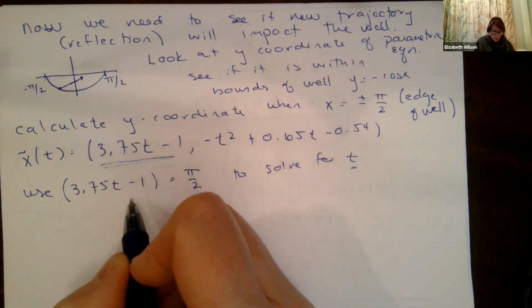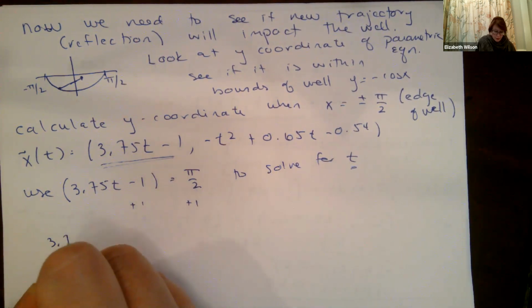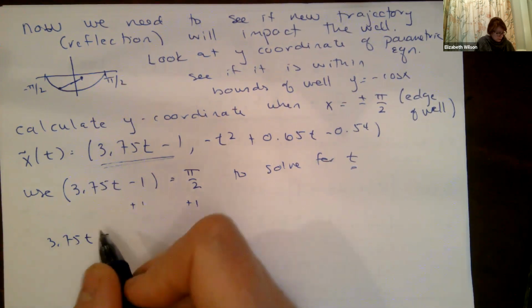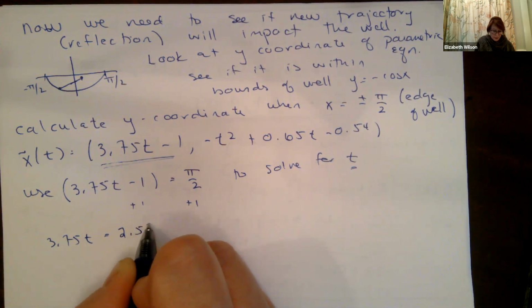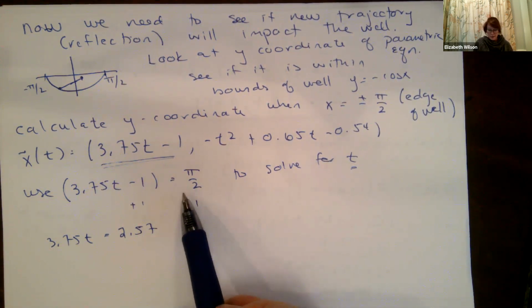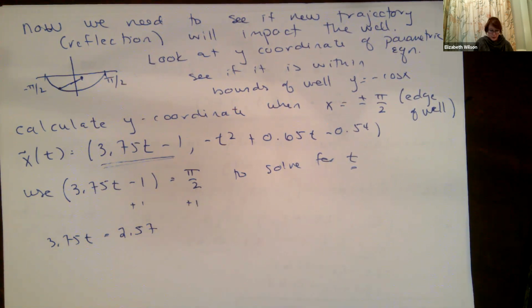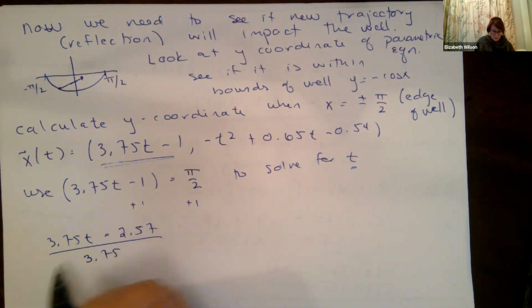So what I'm going to do is add 1. So I'm going to get 3.75 t equals pi over 2 plus 1. That's roughly, I'm going to round, 2.57. Okay, so I did it in my calculator. Pi over 2, I use the pi button, divided by 2, plus 1, I get 2.57. I'm going to divide by 3.75. I'm going to get t equals 0.6855.